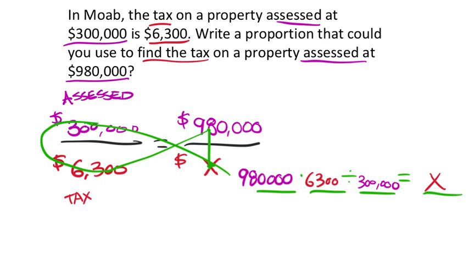So, in your calculator, 980,000 times 6,300 divided by 300,000, and I got an X value that is 20,580. Now the answer is not 20,580 because it's a word problem. Make sure that you label it. Now it's better. If you had a $980,000 property in Moab, you would expect to pay, at least with whatever this tax rate is, $20,580. That's it.